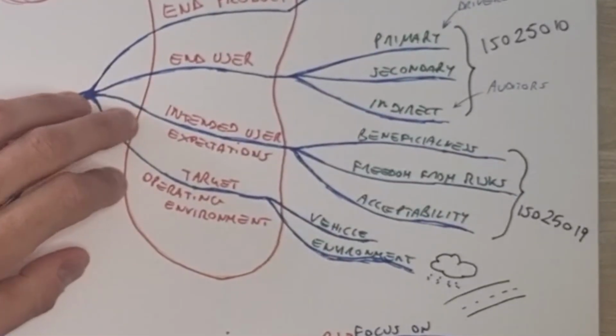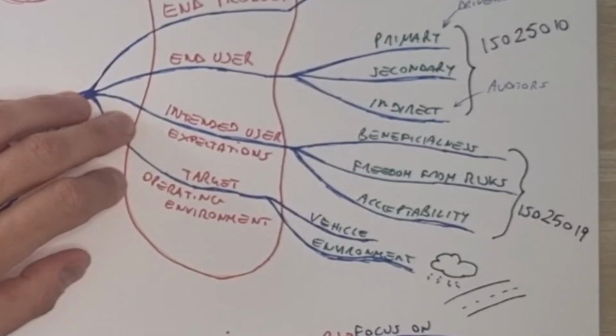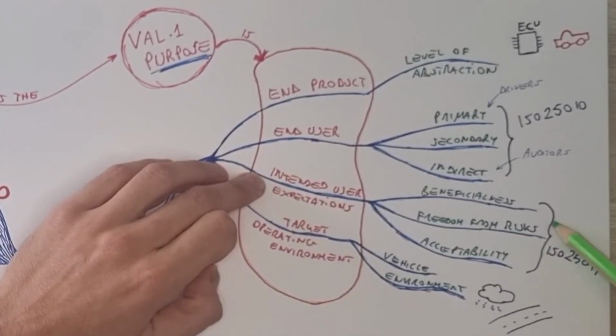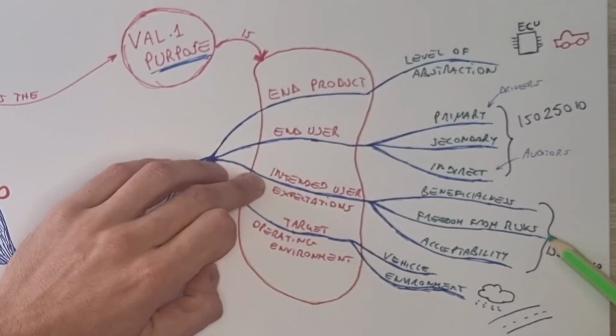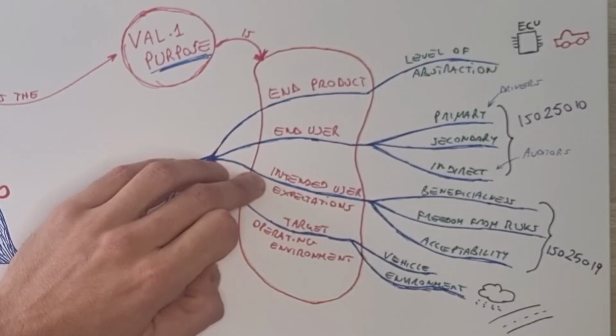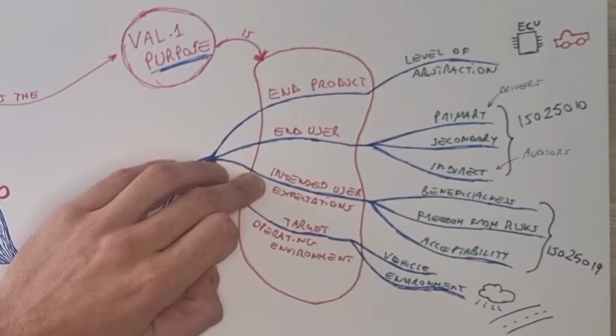The next concept is intended use expectations, and this is where quality in use from ISO 25019 becomes relevant. This standard defines how well a system meets users' needs through software quality characteristics like beneficialness. Does it provide a valuable benefit to the users? Freedom from risks? Is it safe and secure? And acceptability? Is it trustworthy? And does it comply with relevant rules and requirements? So Validation 1 is about testing the product against these real-world expectations from the user's perspective.